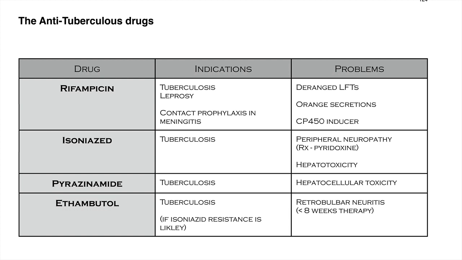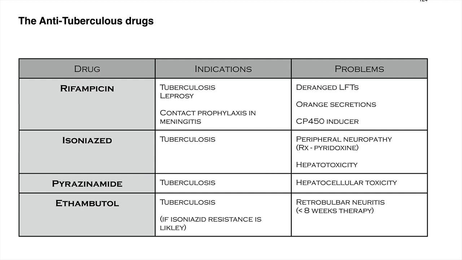Okay, so let's move on now to talk about some of the anti-tuberculous drugs. Now, I'm sure as you know, there are 4 of these, and each of them has their own particular indication and also their own particular set of problems. So this is a really important table for you to learn for your exams. So the drugs are rifampicin, isoniazid, pyrazinamide, and ethambutol.